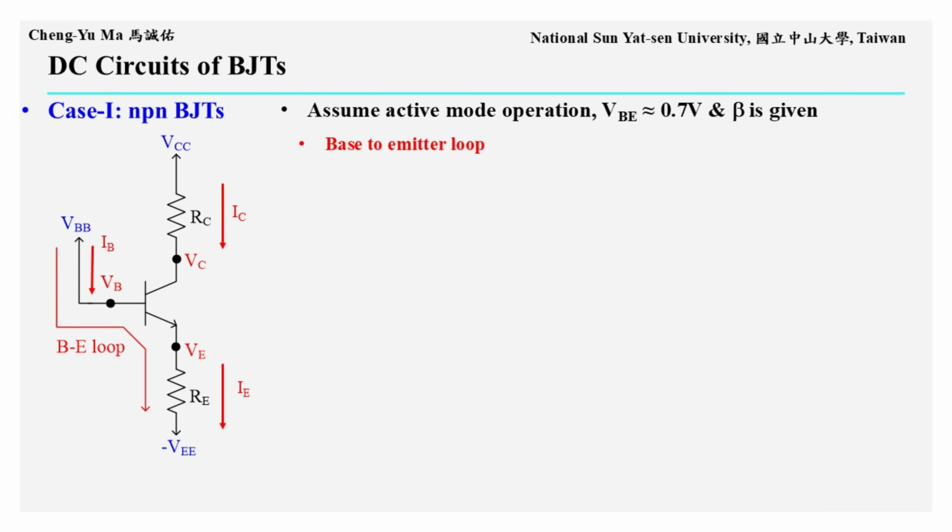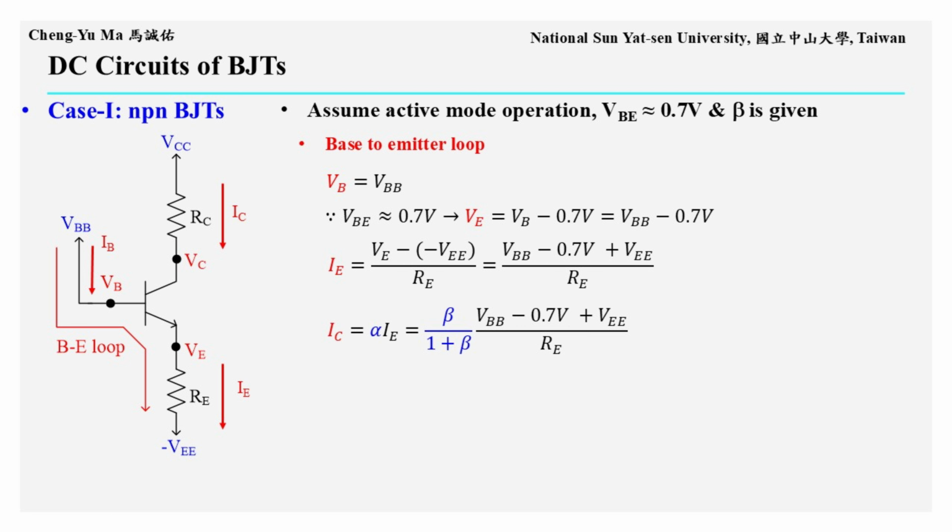We begin by examining the B junction. First, VB equals VBB. Since VBE is approximately 0.7 volts, VE equals VB minus 0.7 volts. Therefore, VE equals VBB minus 0.7 volts. Once VE is found, we can calculate IE.